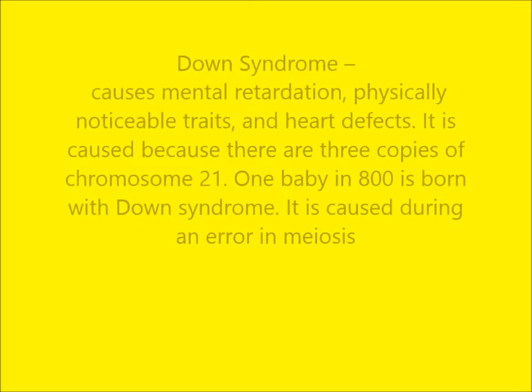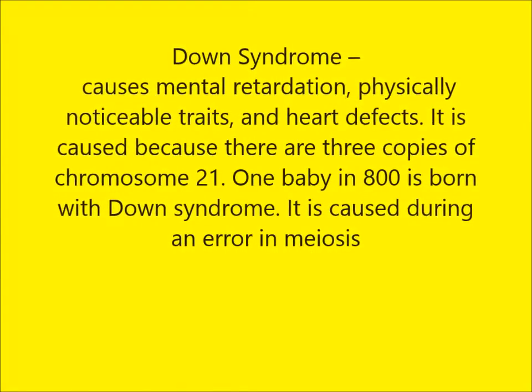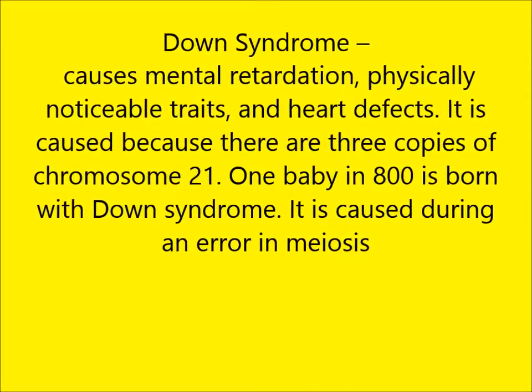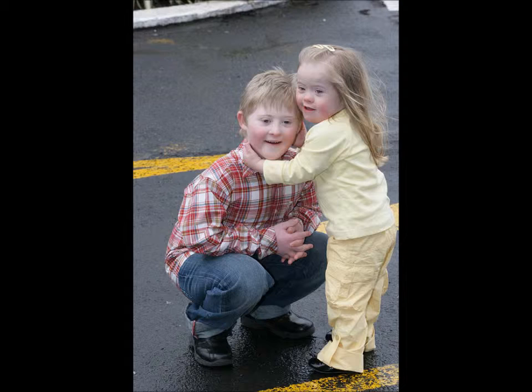Down syndrome causes a mental retardation, physically noticeable traits, and heart defects. This is caused because there are 3 copies of chromosome 21. One baby in 800 are born with Down syndrome. It is caused during the early stages of meiosis.